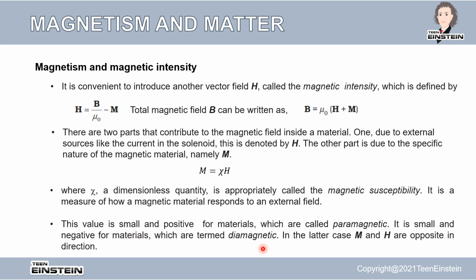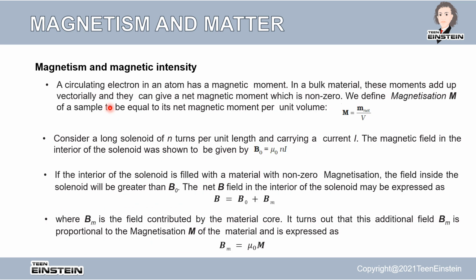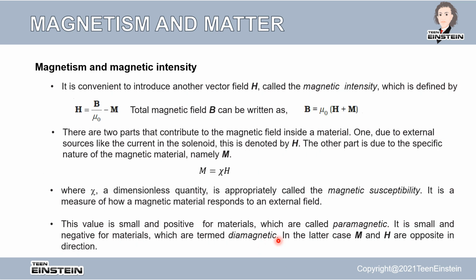So now let's see what happens to the total B. We are going to define another quantity called H, which is magnetic intensity, defined as H equals B by mu 0 minus M. Now B is the total field and M is the magnetization of the material. This is again coming from this equation. So we can define H as B divided by mu 0 minus M. If you rearrange this equation, you get B equals mu 0 times H plus M. So this is the overall field inside the solenoid.